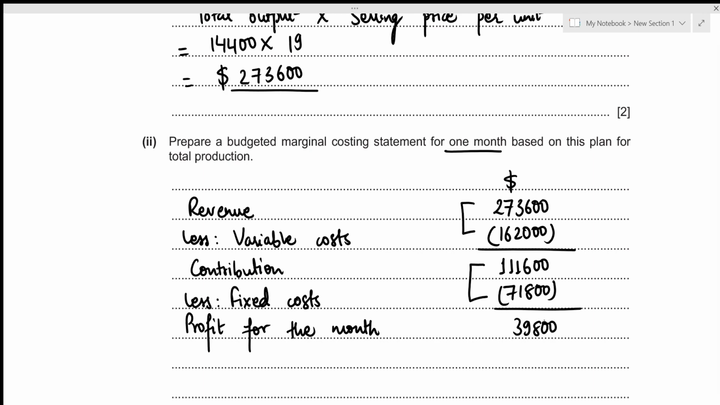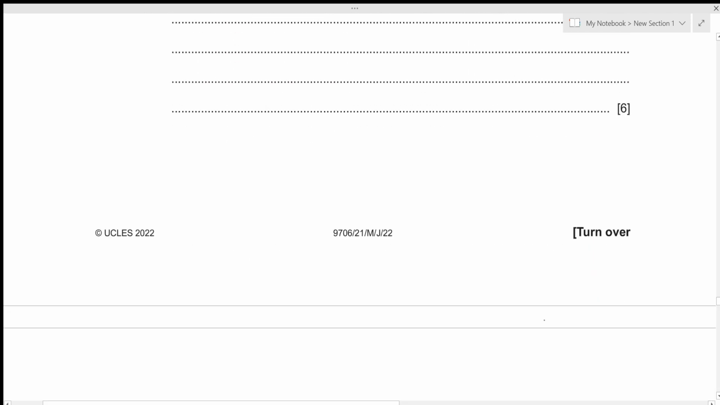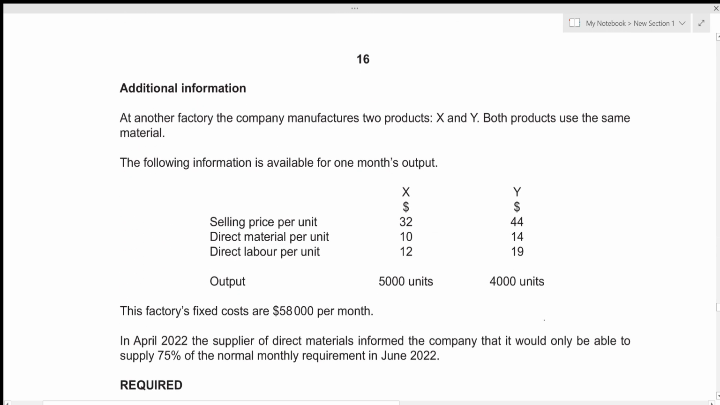Now we can move towards the fifth one. We are given additional information. At another factory, the company manufactures two products, X and Y. Both products use the same material. And we're given the following information: the selling price per unit, direct material per unit, direct labor per unit, and the total output. And we're told that this factory's fixed costs are 58,000 per month.